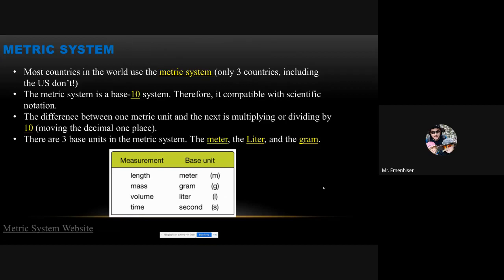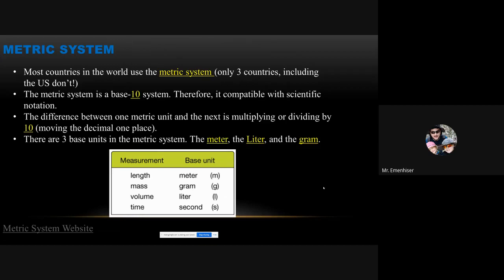There are 3 base units in the metric system. So when you're using the metric system, there are 3 main units that we will be using. Okay, so if you're measuring length or distance, you want to know how long a book is. You measure the length of a book. If you're using the metric system, you need to be using meters. So the base unit, the unit that we use for length in the metric system, is the meter, and the symbol for meter is little m. Okay.